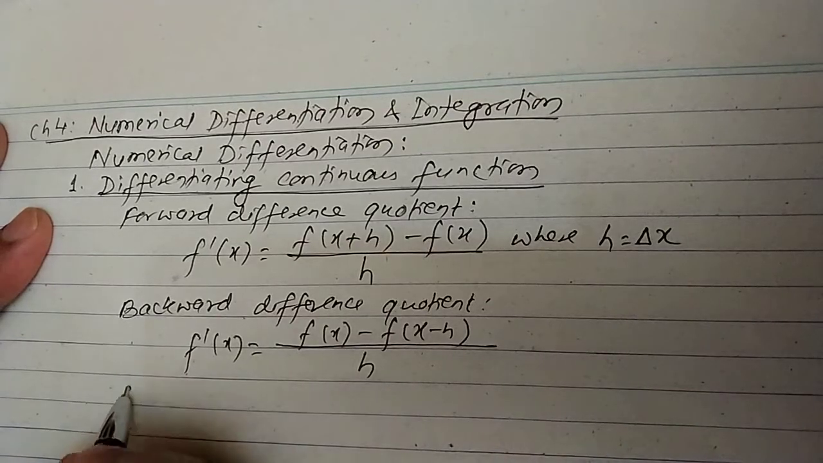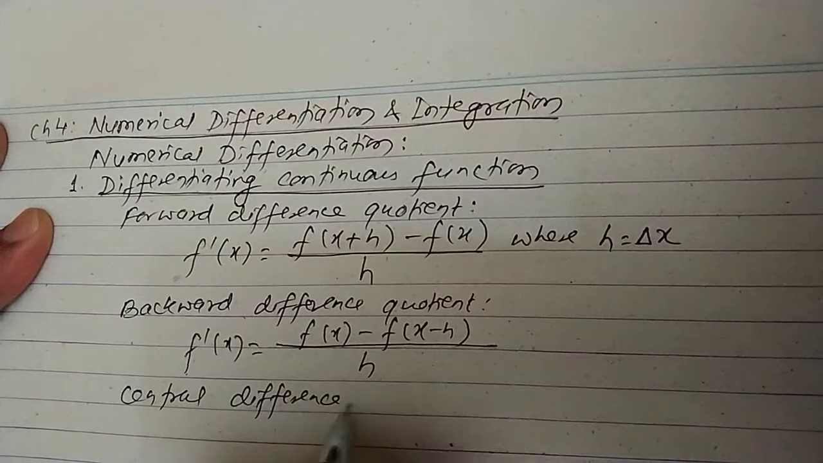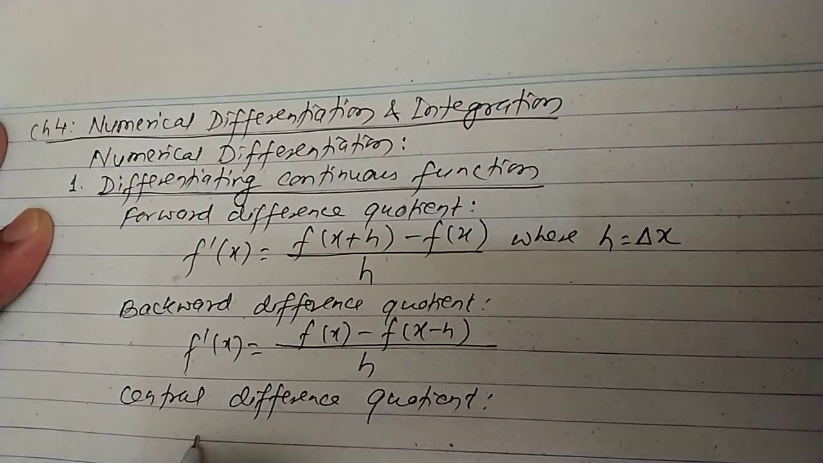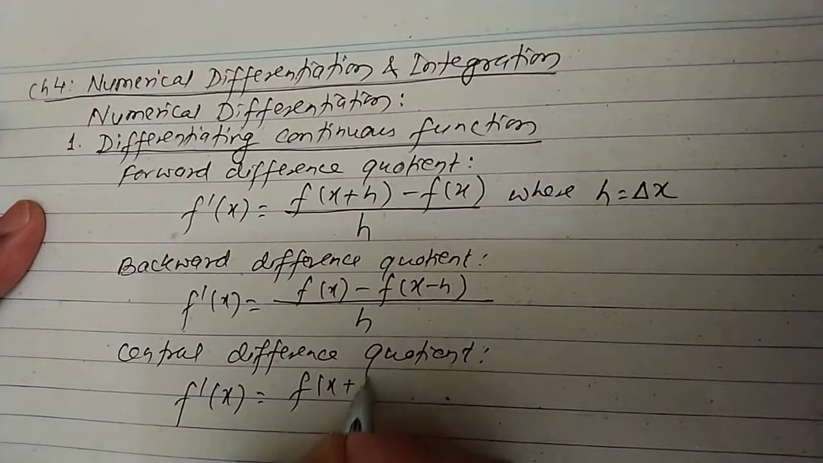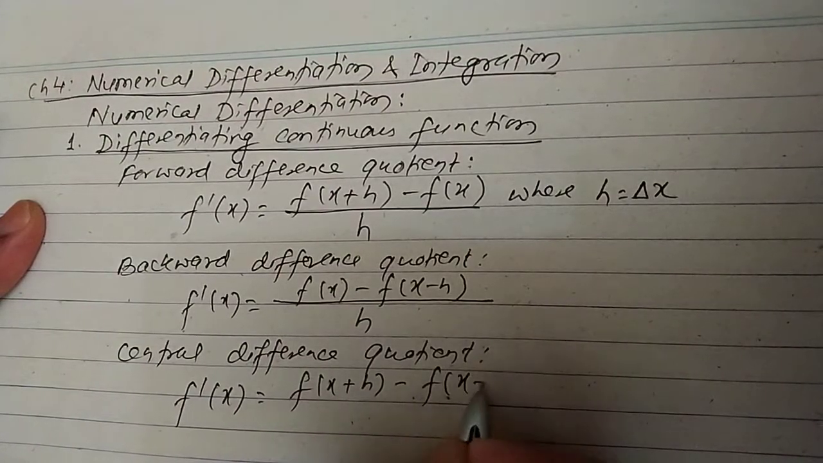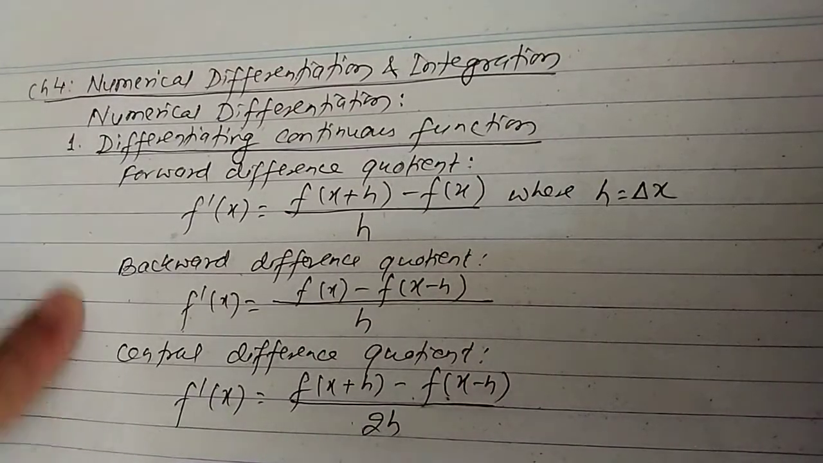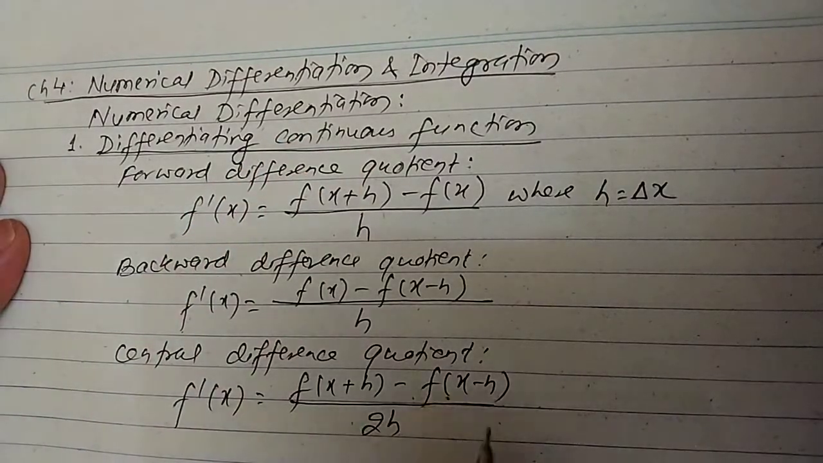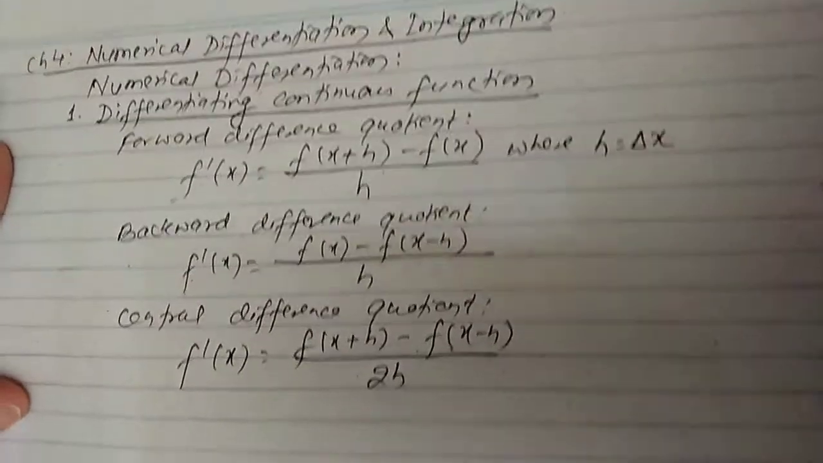Okay, now we have the central difference quotient. In central difference quotient, f dash x will be equal to f of x plus h minus f of x minus h, whole upon 2 into h. So these are the three formulas for finding the first derivative of a continuous function where the function f of x is given in the question. So let us do an example there.